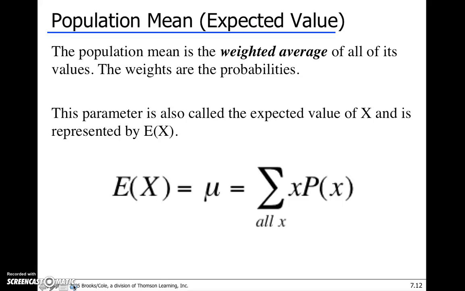The population mean, or the expected value, is the weighted average of all of its values. The weights are the probabilities. This parameter is also called the expected value of x and is represented by E of x as shown. E of x is equal to the population mean, given by the sum of all x's of x times p of x. Sum of xi times p of xi. That is the x value times its corresponding probability. These products are added for all x.